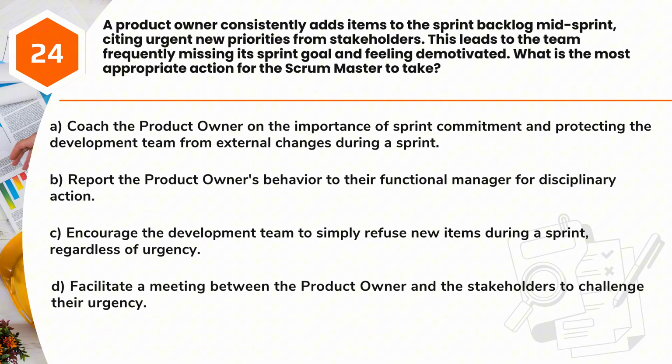A. Coach the product owner on the importance of sprint commitment and protecting the development team from external changes during a sprint. B. Report the product owner's behavior to their functional manager for disciplinary action. C. Encourage the development team to simply refuse new items during a sprint, regardless of urgency. D. Facilitate a meeting between the product owner and the stakeholders to challenge their urgency.